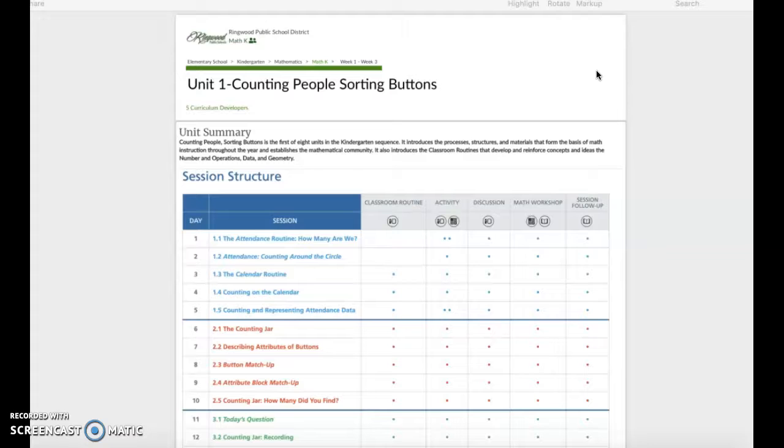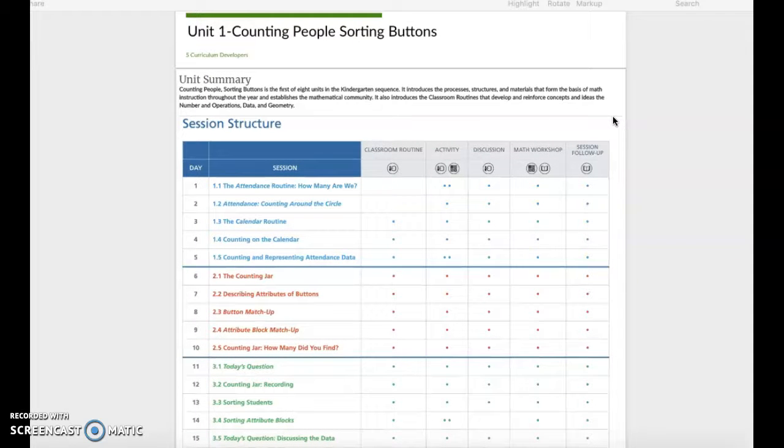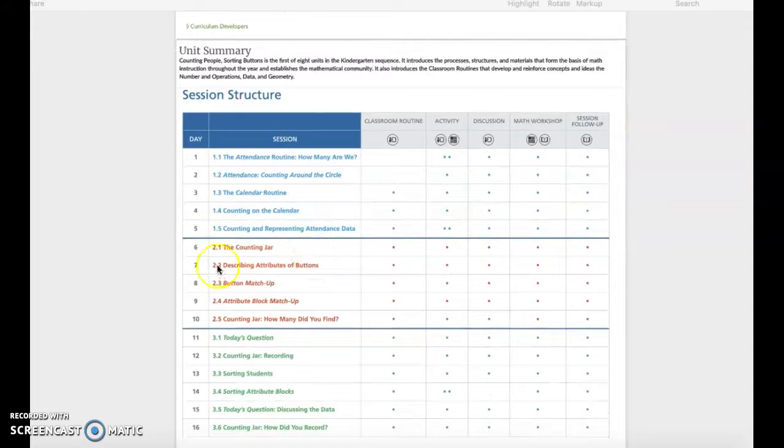I chose kindergarten math. As you see on the screen, the original curriculum that I chose was the first unit of 8 units in the kindergarten sequence. A definite strength is that it's well organized in the manner that it's describing the different sessions for the 16 days. As you see here, day 1, day 16.